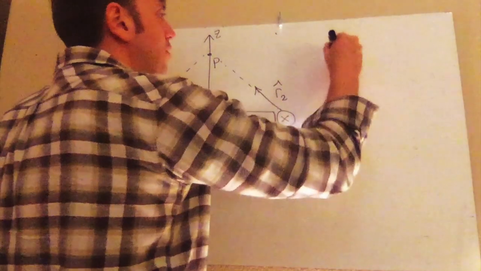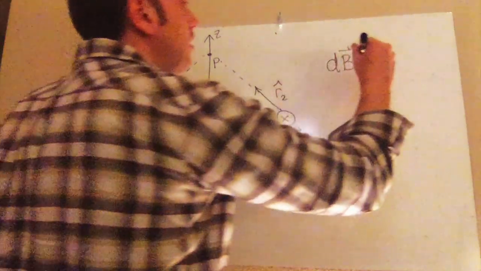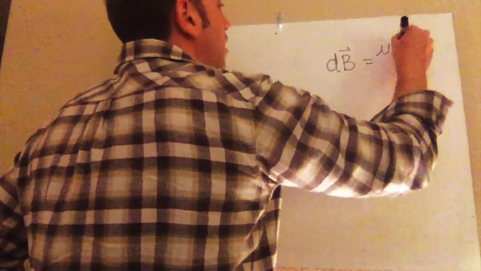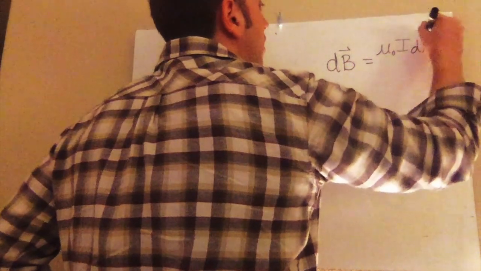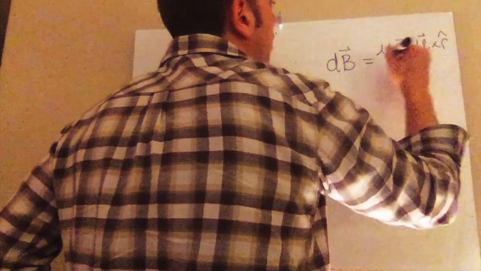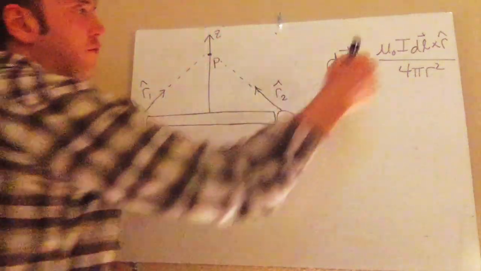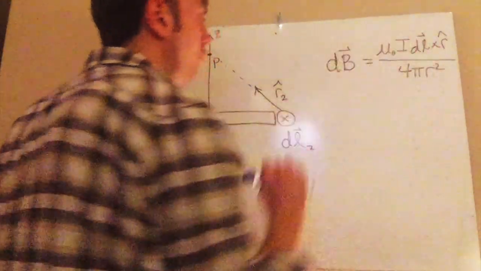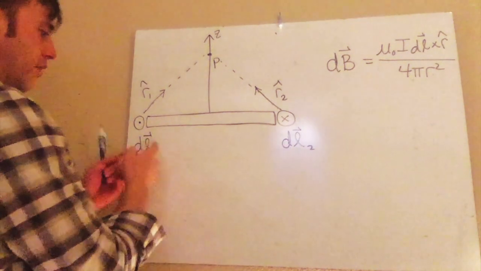So let's remind ourselves what the Biot-Savart Law says. dB is equal to mu naught times I, and then we take dl cross r hat, and then we divide by 4 pi r squared. The part of this that I want to focus on is dl crossed with r hat. Let's figure out what the dB vector is for this current element.